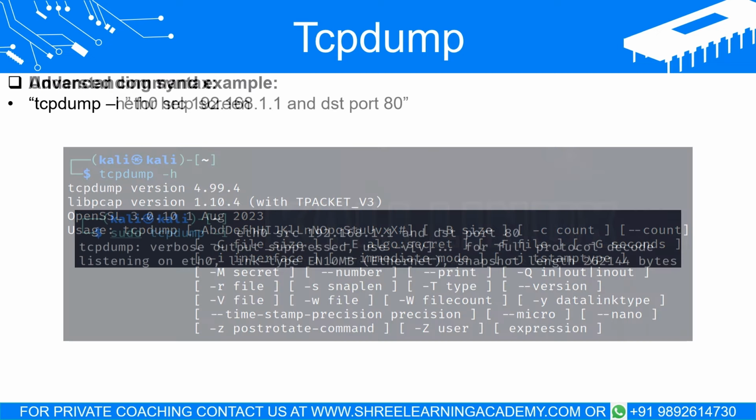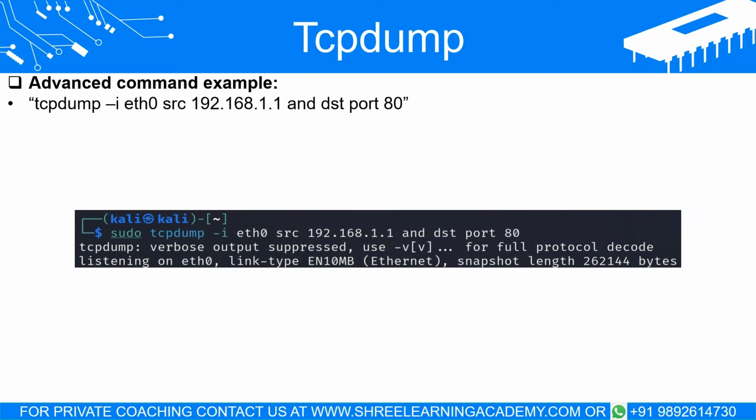To demonstrate, let's look at a more complex example. tcpdump -i eth0 src 192.168.1.1 and dst port 80. This command captures packets that originate from the IP address 192.168.1.1 and are destined for port 80, typically used by HTTP, on the eth0 interface.